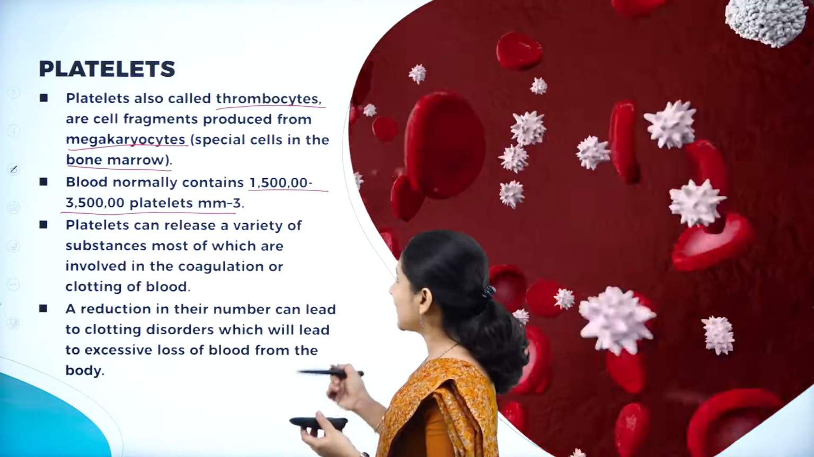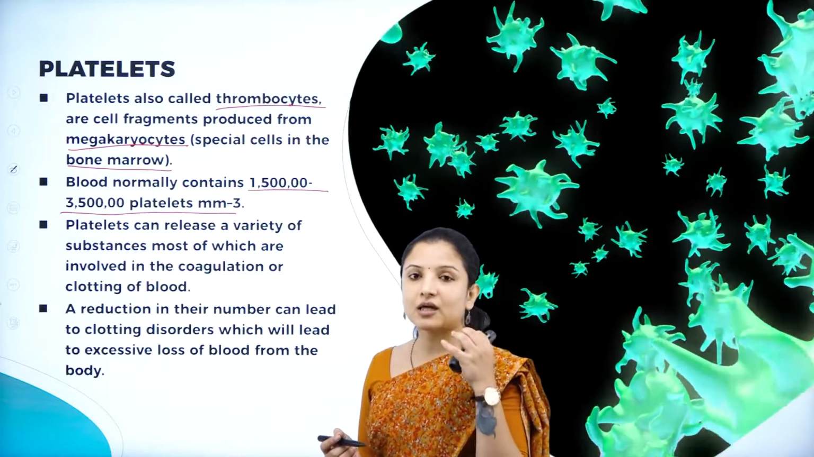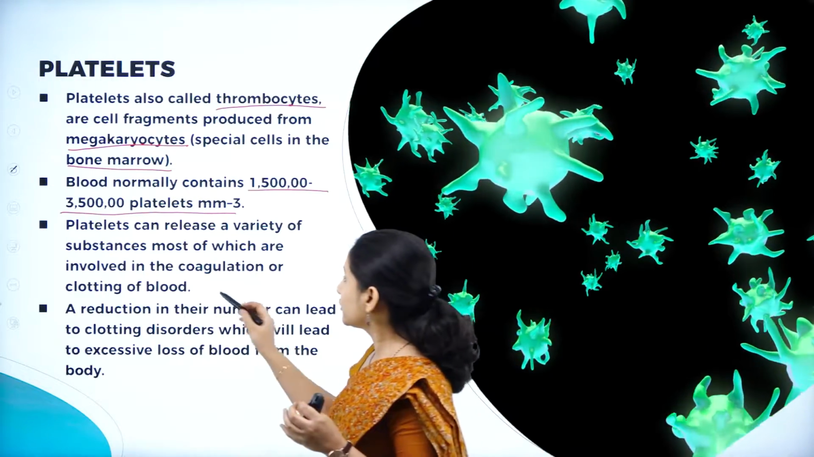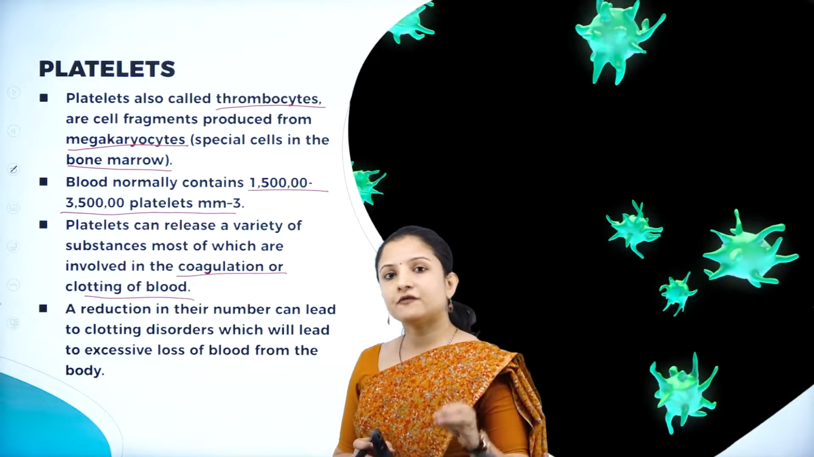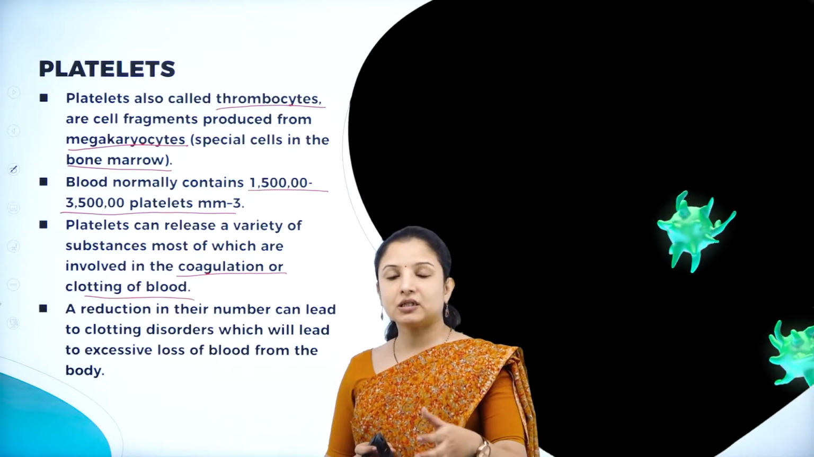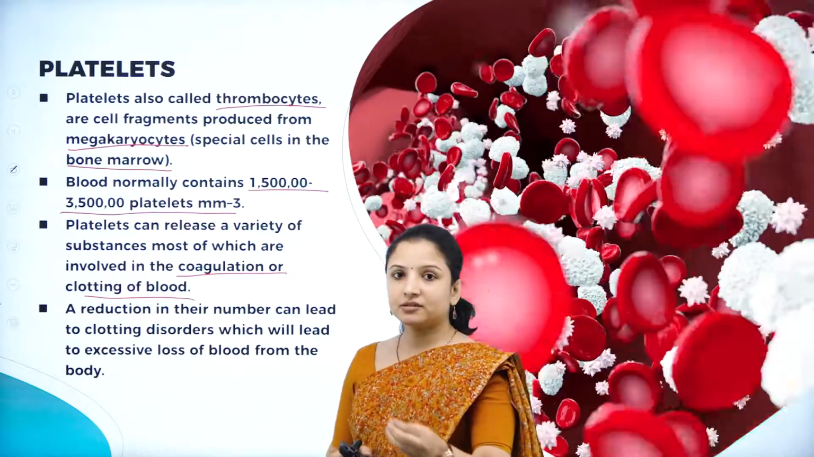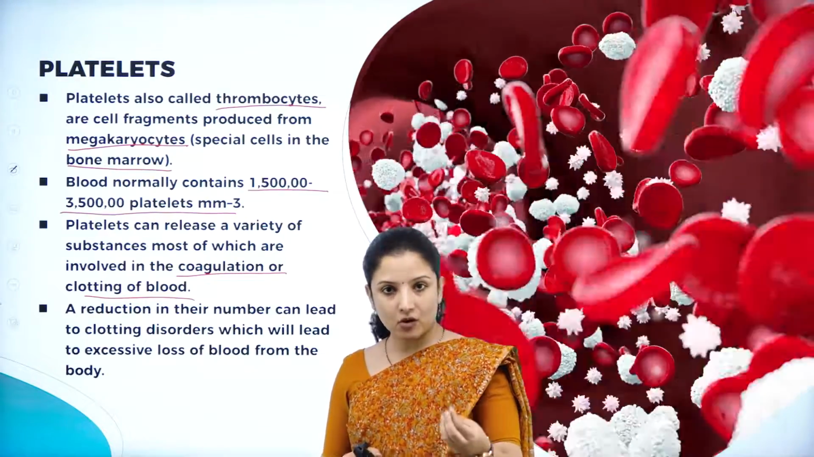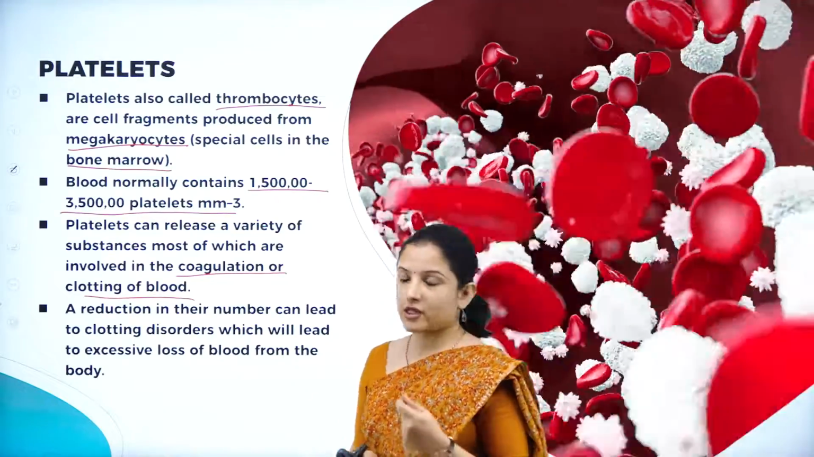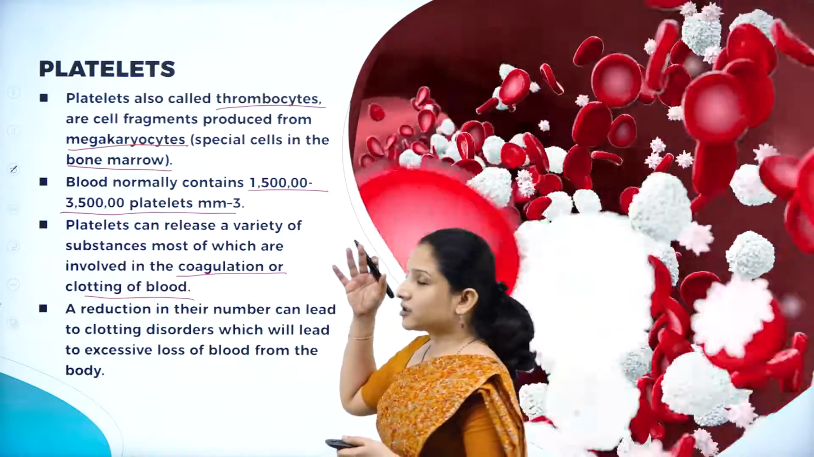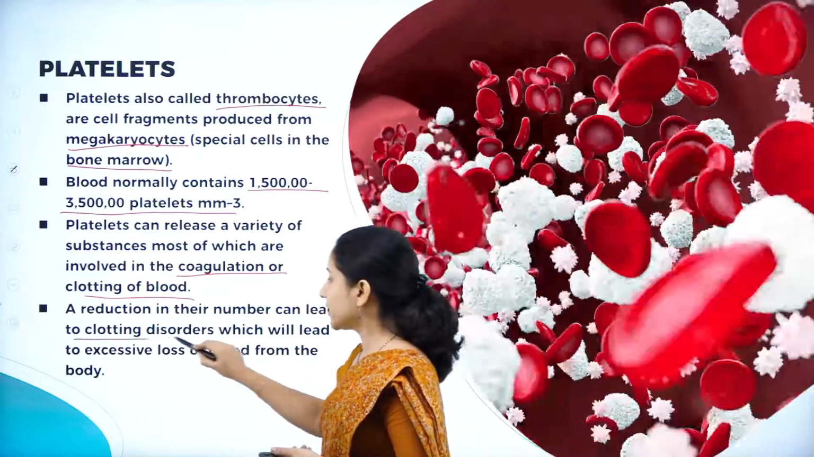The platelets can release a variety of substances, and these substances are very important for the clotting or coagulation of the blood. Apart from the fibrinogen protein present in the plasma of the blood, there are certain substances produced by the platelets also, which help in the clotting or coagulation of the blood. And a reduction in the number of platelets can also cause a clotting disorder.